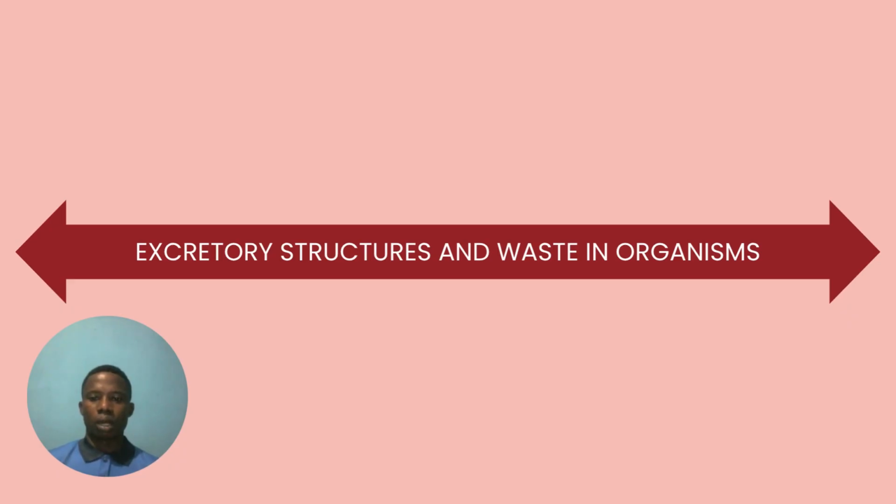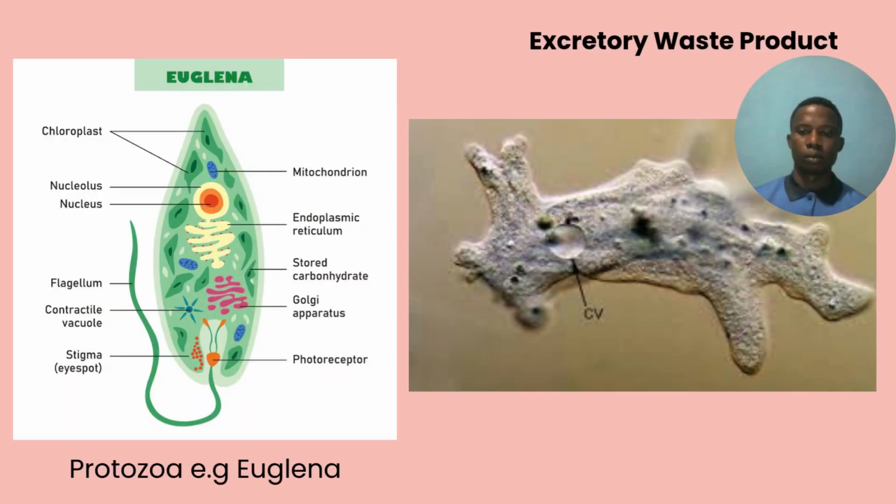Now, let's look at some excretory structures and waste in organisms. The first we shall be looking at is the protozoa. The protozoa comprises euglena, amoeba, chlamydomonas, and paramecium. Now we are looking at euglena. The excretory structure of euglena is the contractile vacuole. They use the contractile vacuole to carry out their waste products.